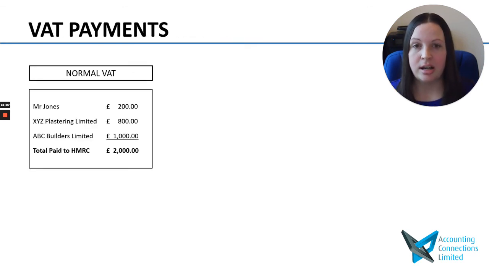So under normal VAT rules, this is how the VAT would have been passed on. The VAT for the overall project, which ABC Builders Limited was supplying to Mrs. Robinson, was £2,000 worth of VAT. That VAT, in the traditional accounting, would have been received by HMRC in 3 instalments. They would have received £200 from Mr. Jones, £800 from XYZ Plastering Limited, and £1,000 from ABC Builders Limited.